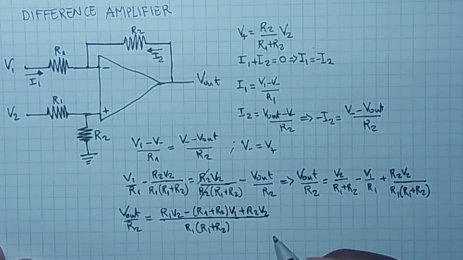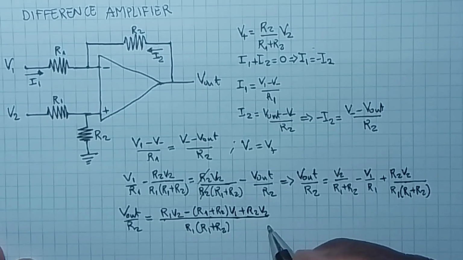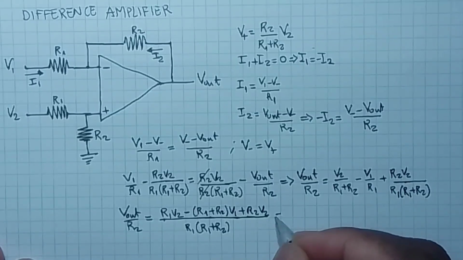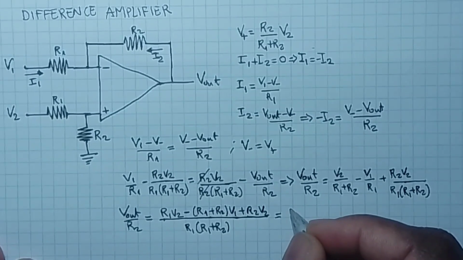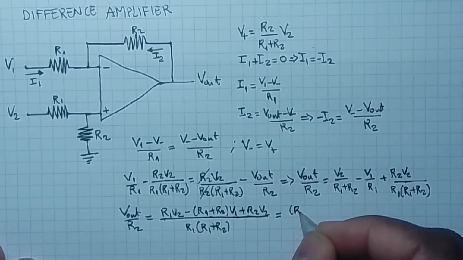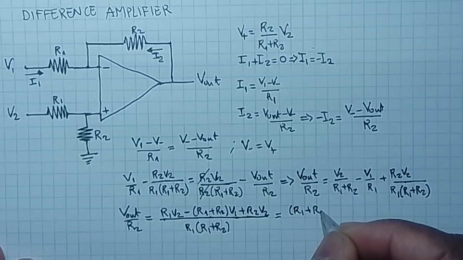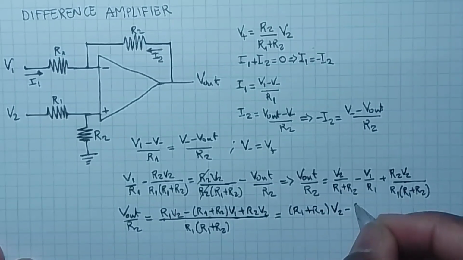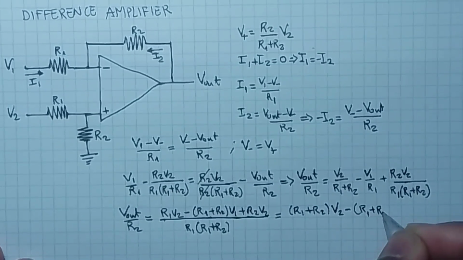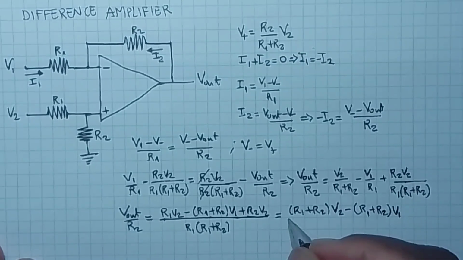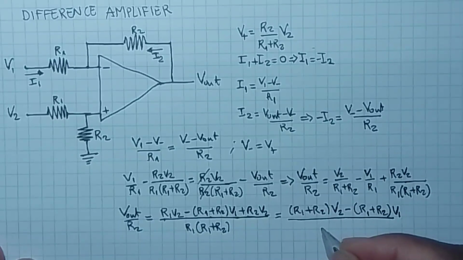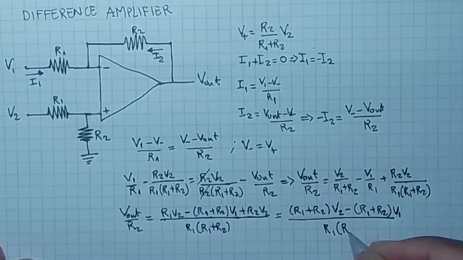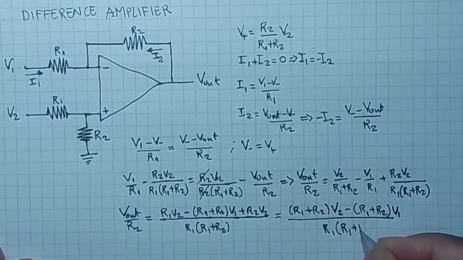Now we have V2 R2, V2 R1, so we can write R1 plus R2 times V2 minus R1 plus R2 times V1, all over R1 plus R2.